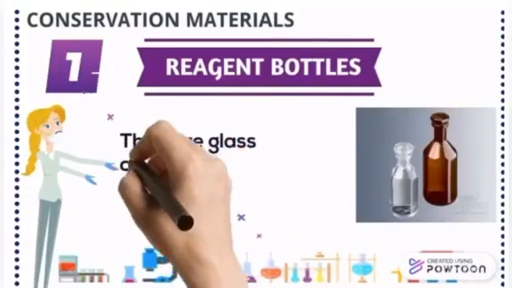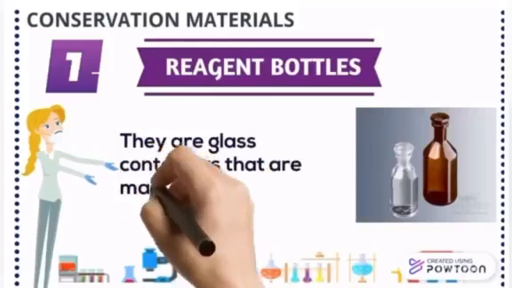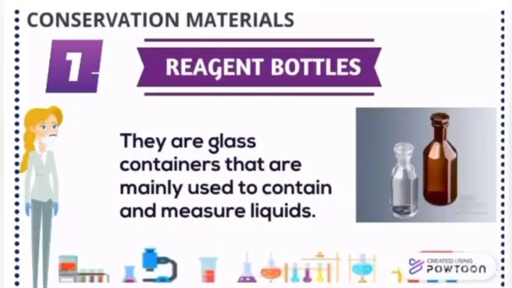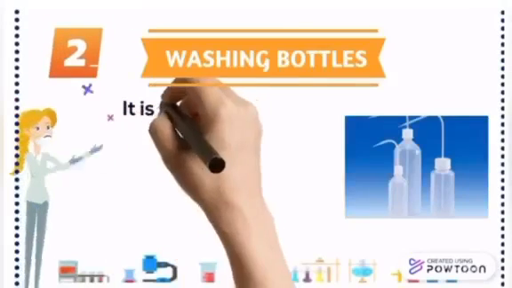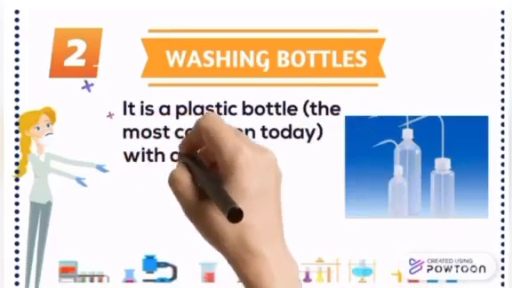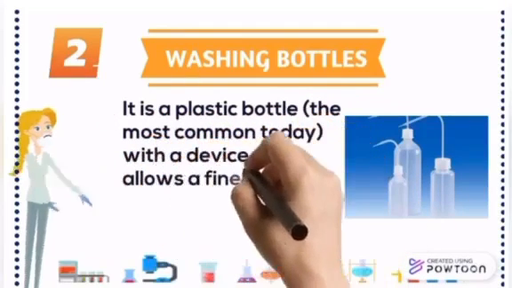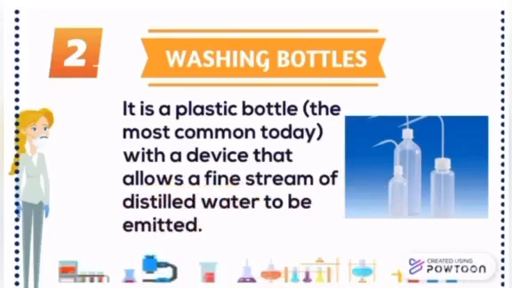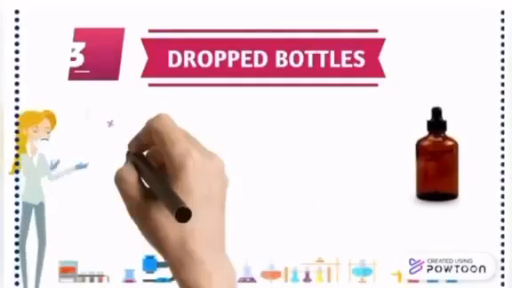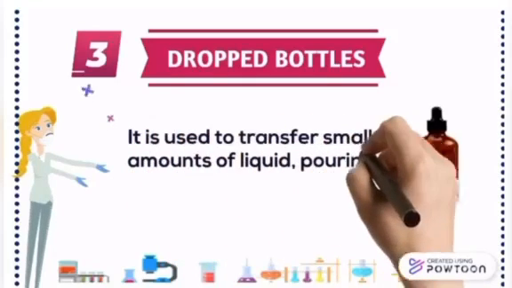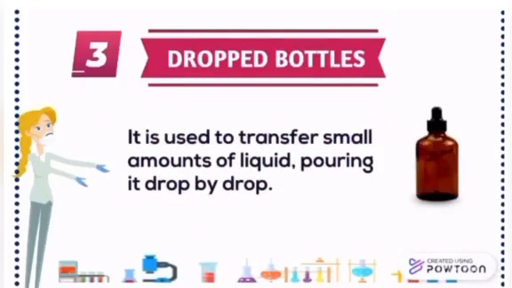Conservation materials. Reagent bottles. They are glass containers that are mainly used to contain and measure liquids. Washing bottles. It is a plastic bottle, the most common today, with a device that allows a fine stream of distilled water to be emitted. Drop bottle. It is used to transfer small amounts of liquid, pouring it drop by drop.